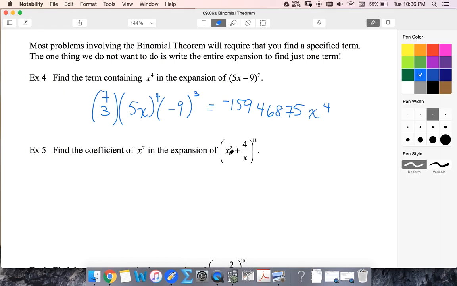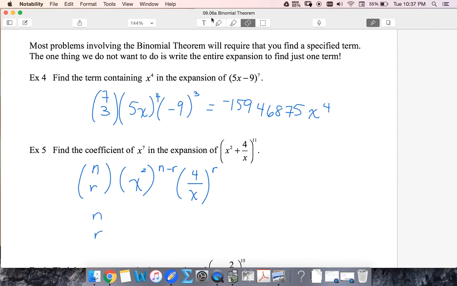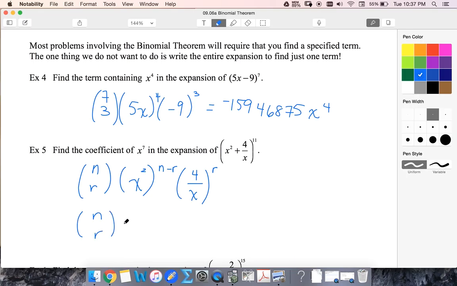For x to the seventh, I know that I'm going to end up with x squared to the power of n minus r times 4 over x to the power of r. And of course, over here we've got n choose r. Well, this means that I'm going to end up with n choose r times x to the 2n minus 2r times 4 to the r over x to the r. Well, n choose r times 4 to the r, that's going to be the coefficient.